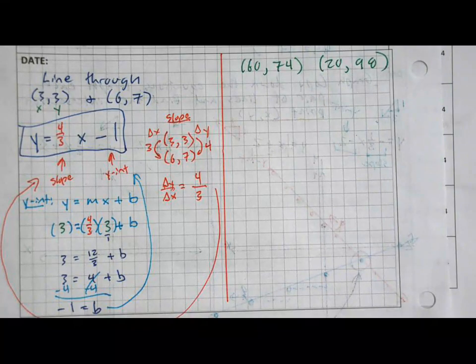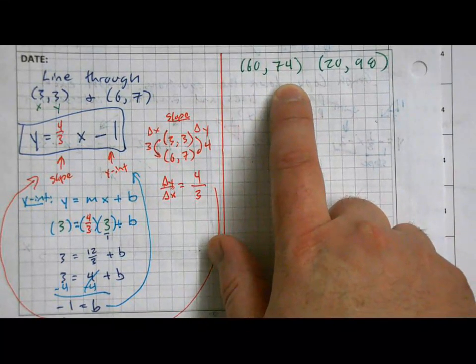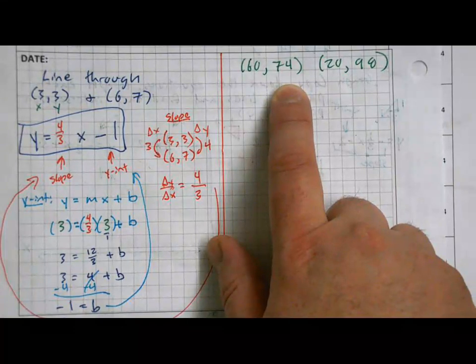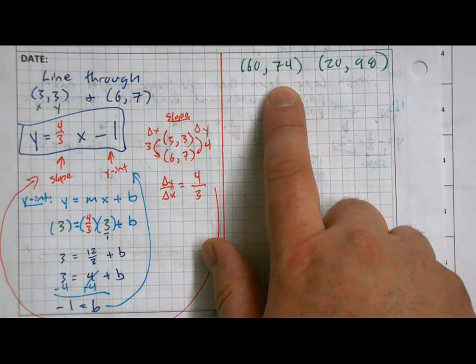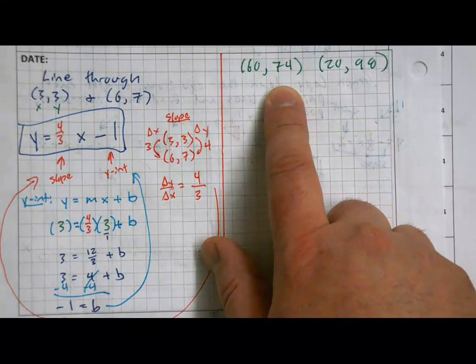All right, are you guys seeing my point here? Are you going to do this by graphing it? Are you really going to count out over 60 and up 74? We don't have space for that, do we? We can't do this one by graphing. That's why we got to know how to do it this way.